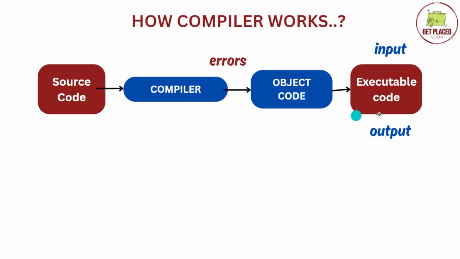Now this single executable file is used to execute the program as many times as we want. We just need to open this file and run it. If it has user input, then it takes user input and gives us the output. So once we get the single executable file, we don't have to go through this compilation process again, unless the code is updated, then we are supposed to do the compilation again. If the code is the same, then this executable file is enough.